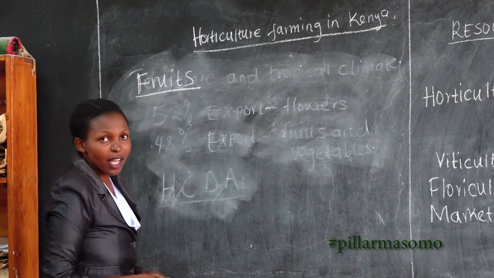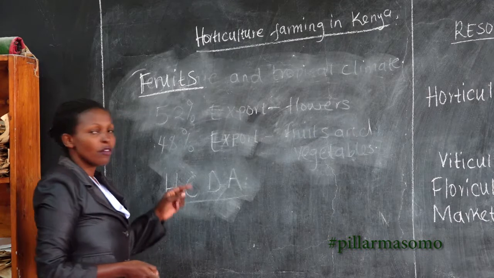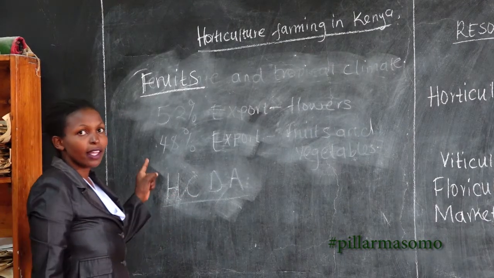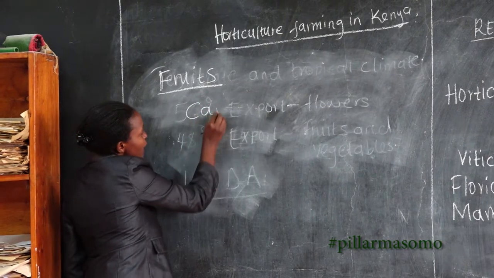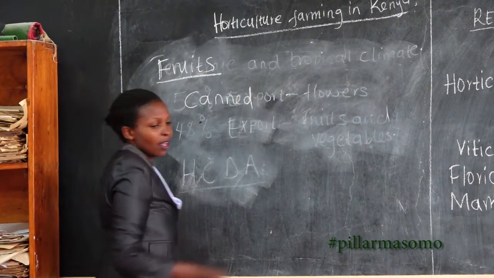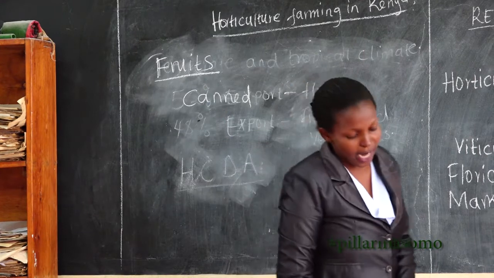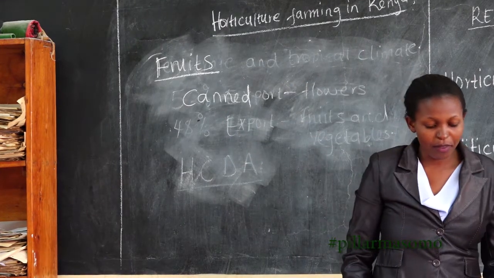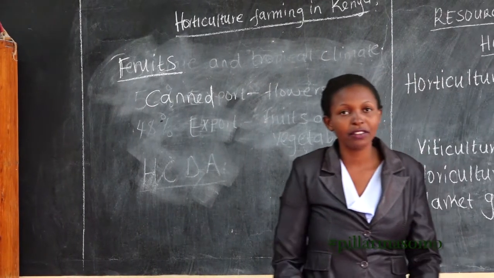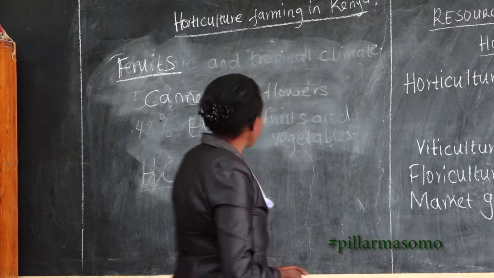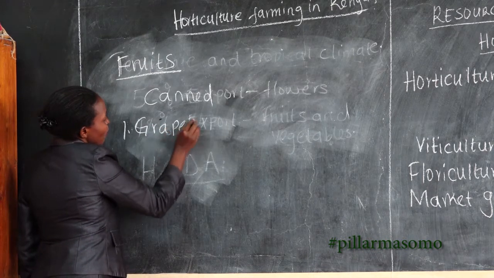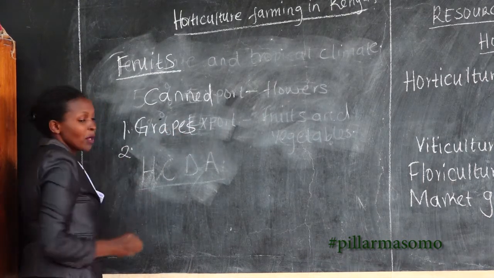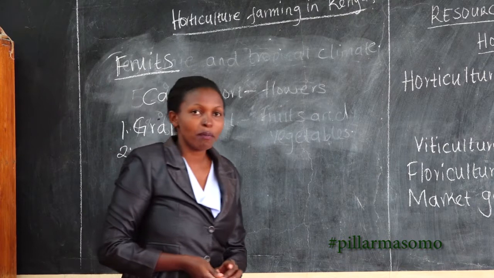We have the fruits, and we have said most of the fruits are sold when they are fresh, and also they are canned. So they are put in cans for them to be transported. So the main fruits that we have, examples of them, we have grapes, and also we have plums.